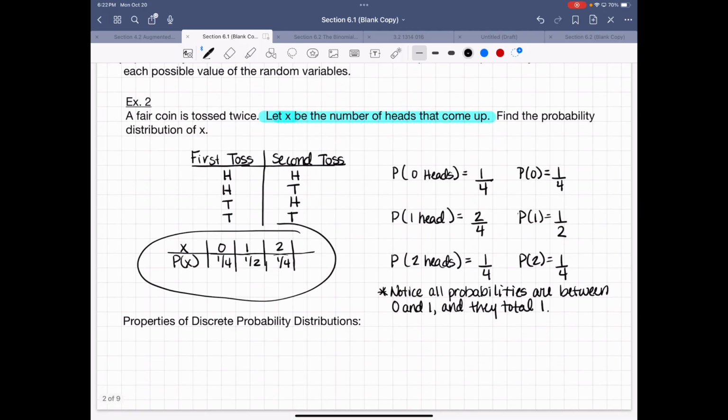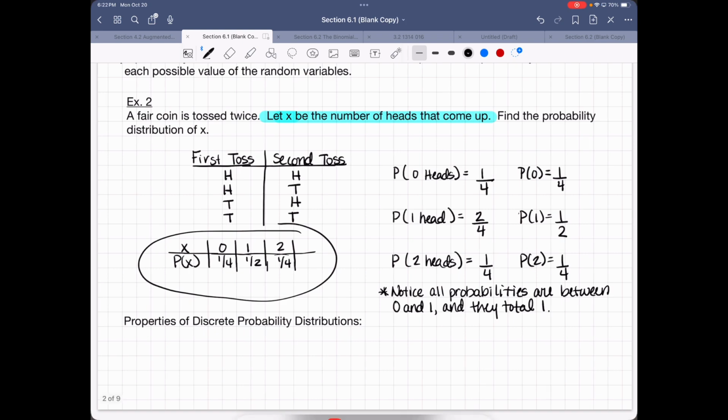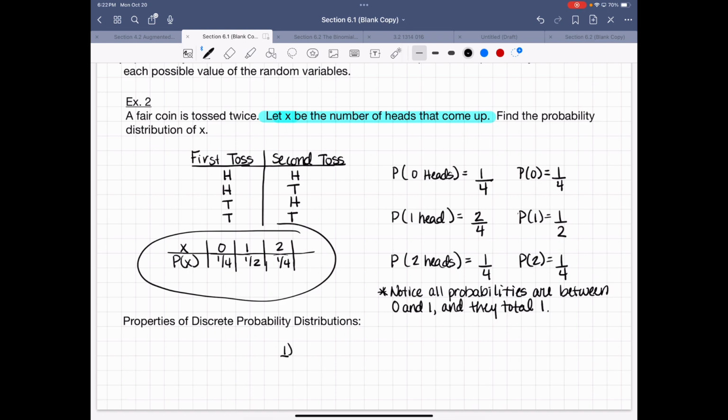Okay, properties of discrete probability distributions. And you proved these right here. Number 1, the probability of X is always between 0 and 1. If you get a negative, guys, it's wrong. And then you also proved that the sum, remember that little sigma means sum, of all the probabilities together will equal 1.